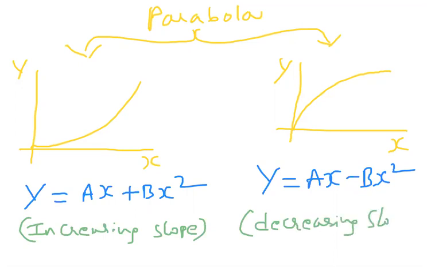So for the parabola graph we have to remember these 2 things. Increasing slope, how the graph will be. Here, plus sign before x square, we have to draw like that. Minus sign before x square, we have to draw the graph in this way. So this is the graph drawn for increasing slope and decreasing slope. These are the conditions for parabola.